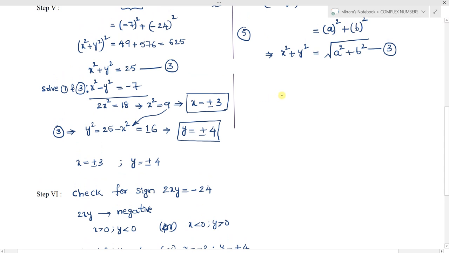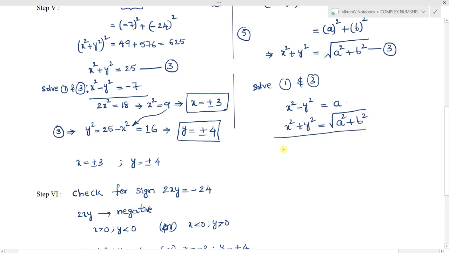Okay, so if we solve equations 1 and 3, that means x square minus y square equals a, and x square plus y square equals square root of a square plus b square.